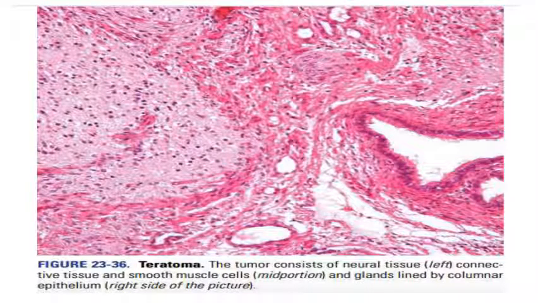So this is the pictograph of a mature teratoma. Towards the left side, we have neuronal tissue, developed neuronal tissue. Towards my right side, we have a fully developed gland lined by columnar epithelium. In between, a fully developed smooth muscle separating both tissues.